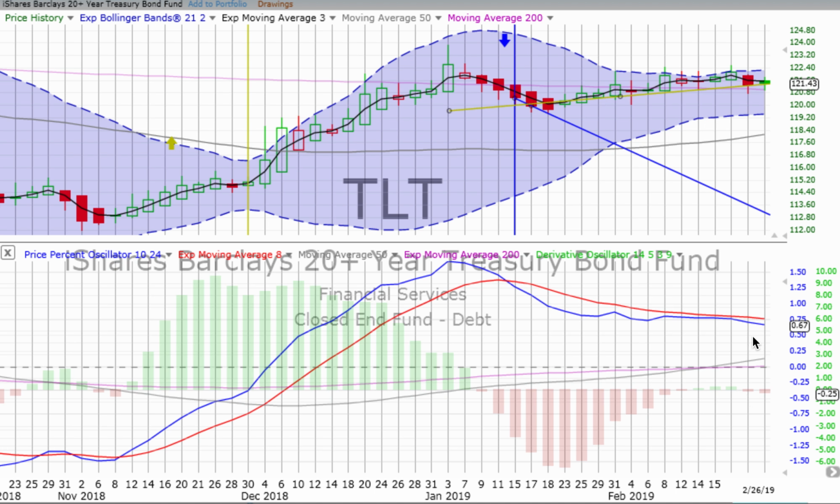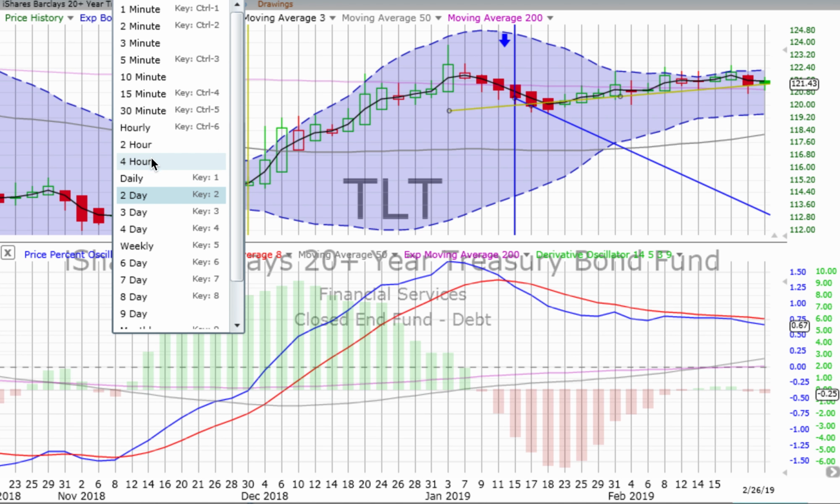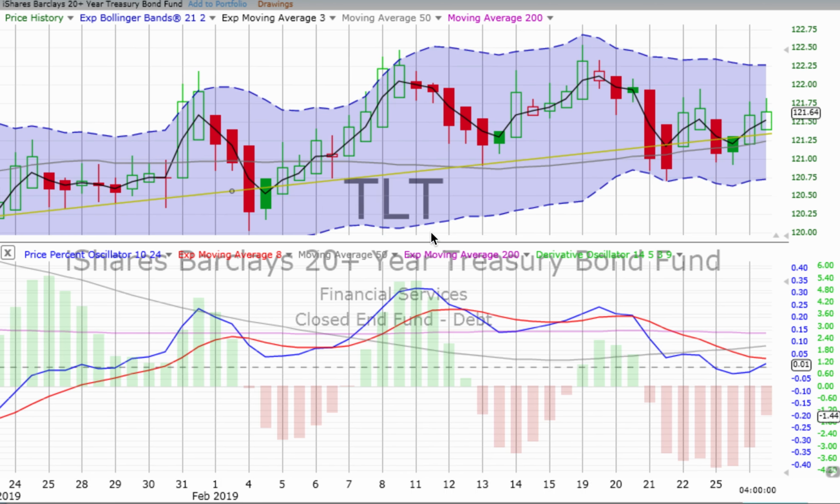Derivative oscillator's negative, price percent oscillator pulling away from the red signal line. We're simply waiting for things to sort out in bonds to get back to some movement that we can track. And guess what? If we can't track movement, we can't find a trend, what do we do? We keep our virtual money safe. We don't trade unless the charts allow us to do that.